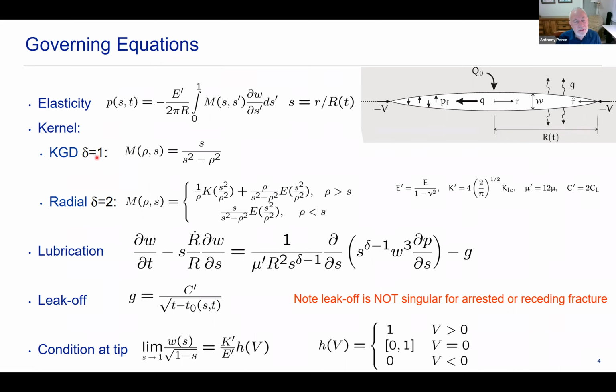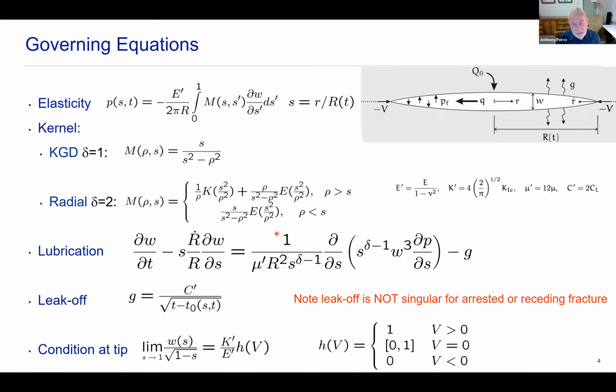The analysis includes the KGD, where this is a plane strain fracture stretching off to plus and minus infinity. This is just a cross section. When delta is 1, or when delta equals 2, we have a slightly different kernel, and you're basically rotating this around the wellbore. Okay, so R is going to be the fracture length or the radius, whichever way we talk about.